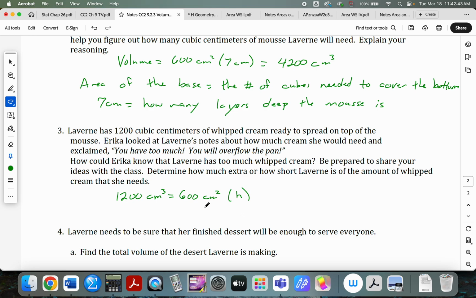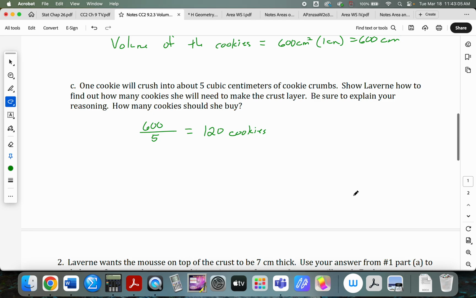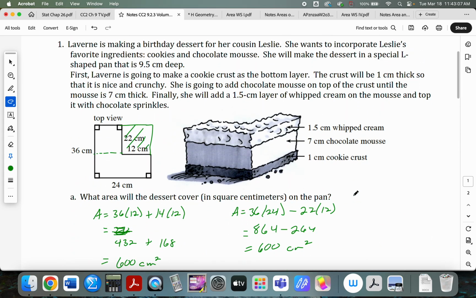I'm not going to minus the 600. I'm not adding it to the h. Divide. You're going to divide. When we do that, we get 2 centimeters is the height. And what did we want the height to be? 1.5. Would it actually overflow the pan?